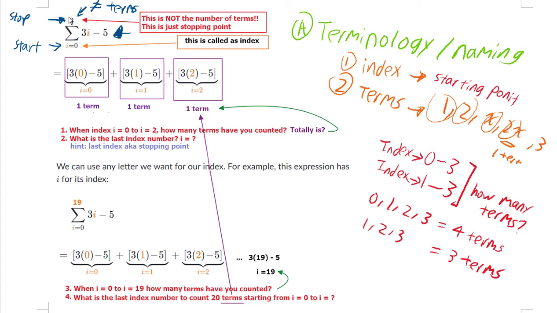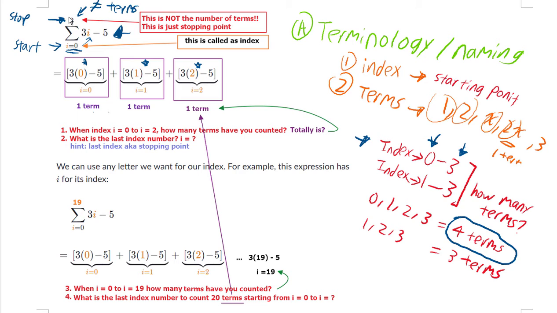Why? If your index starts at 0 and your stopping point is 3, how many total terms have you counted? You have counted 4 terms in total. Can you see the difference? Okay, I'm going to explain it. If your index starts from 0, you substitute 0 into this formula, and here you get the first term, here the second term, here the third term. So far, can you understand or not?